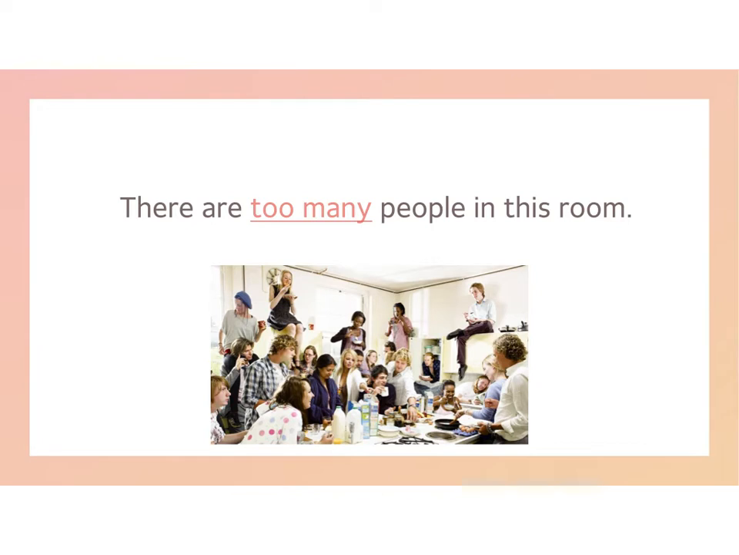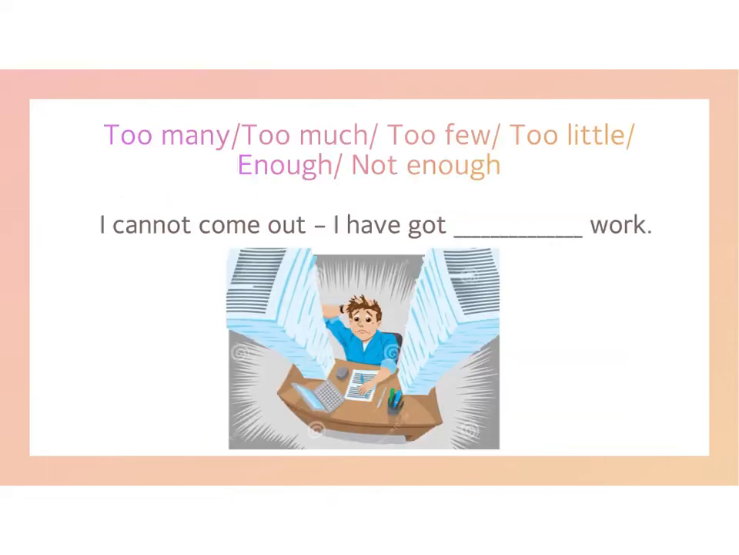The answer should be too many. As I mentioned, people is a countable noun, so we need a quantifier that can be used to describe a countable noun. As you see the picture below, you will find that there are too many people in the room, while the room is not that large enough. So too many is the best answer.